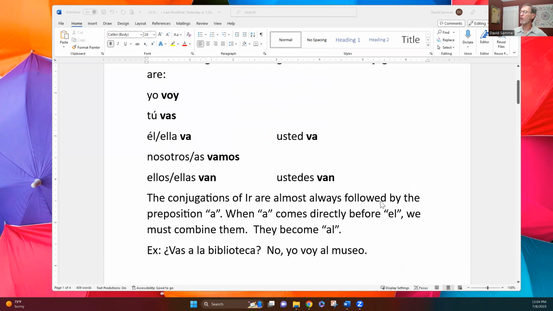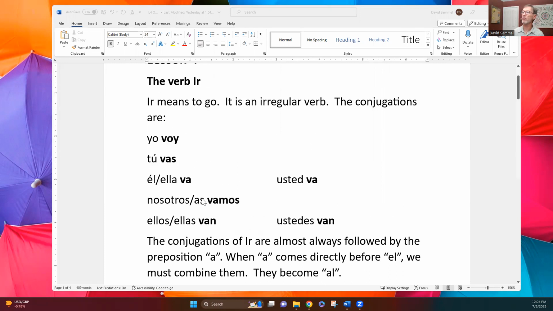The conjugations of ir are almost always followed by the preposition a. When a comes directly before the word el, we combine them to say al. This example will explain exactly what I mean by all that. If I ask the question, vas a la biblioteca, you need the a in there because what you're saying is, are you going to the library? Well, biblioteca happens to be feminine, so that's fairly straightforward. But in this one, I'm not going to the library, I'm going to the museum. So I say, no, yo voy a el museo, which combines to yo voy al museo, and then we're all done with that. So there's your conjugations of the verb ir.